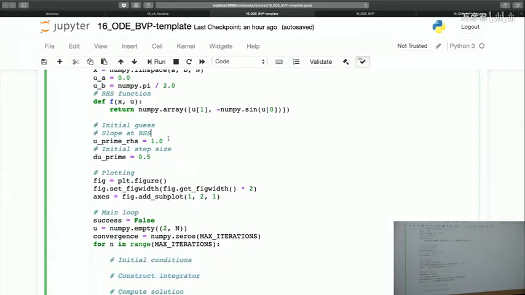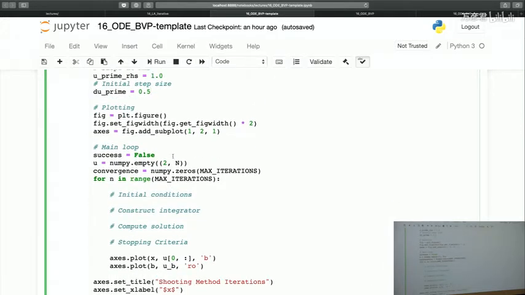We have an initial guess for the u prime right-hand side. The true solution has some slope at that point, and we're guessing what it's going to be. That's actually what we're searching for. And then we also have an initial step size because we're basically using bisection to do this, so we need some sort of interval that works. Both of these things are problem dependent, and you're just going to have to figure out what makes sense and works.